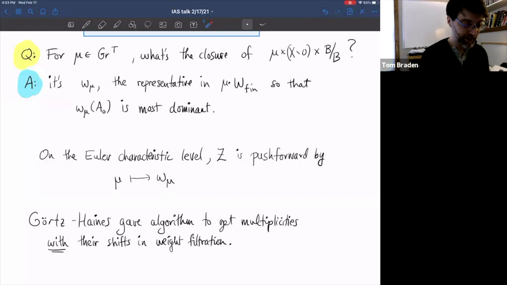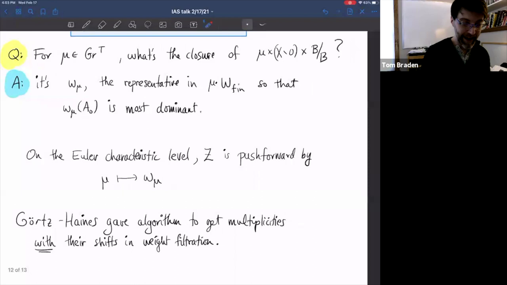That would be sort of the correct thing. And then the Hecke algebra, you could actually get the weight filtration on this object. But just on the Euler characteristic level, you can very naively figure out at least what the multiplicities of the simples in this central object are. I'll stop here, but you can do a computation.